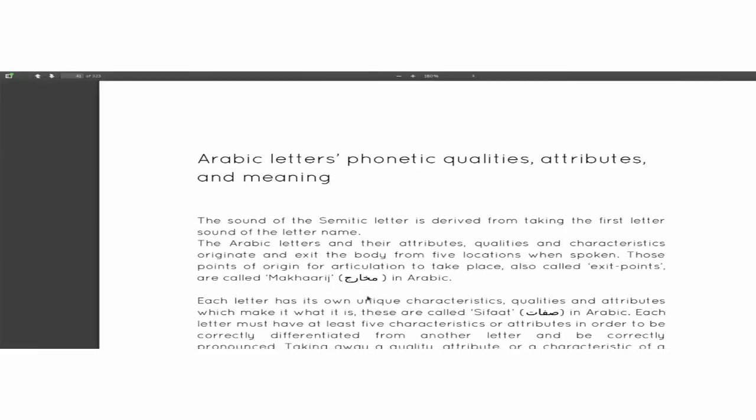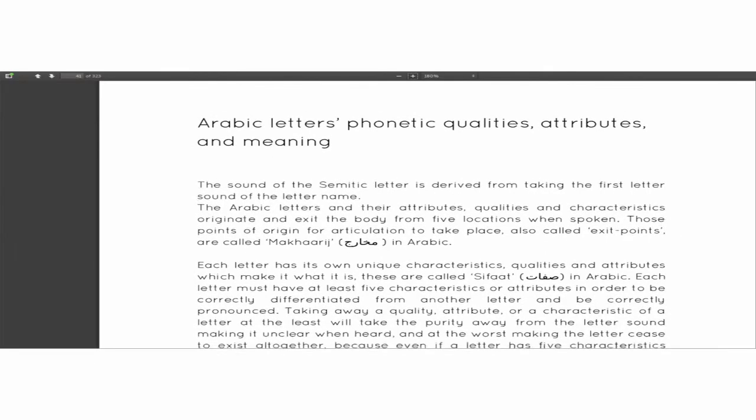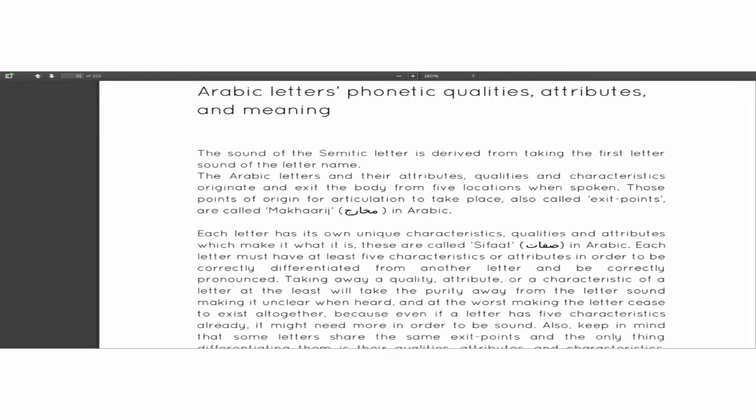Arabic letters, phonetic qualities, attributes, and meaning. The sound of the Semitic letter is derived from taking the first letter sound of the letter name. The Arabic letters and their attributes, qualities, and characteristics originate and exit the body from 5 locations when spoken. Those points of origin for articulation to take place, also called exit points, are called makharij in Arabic.